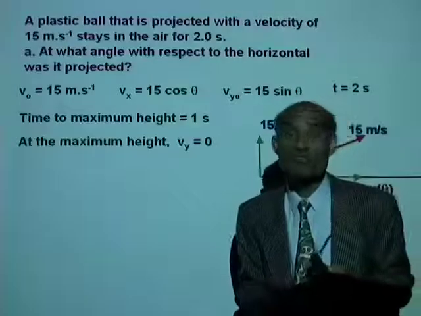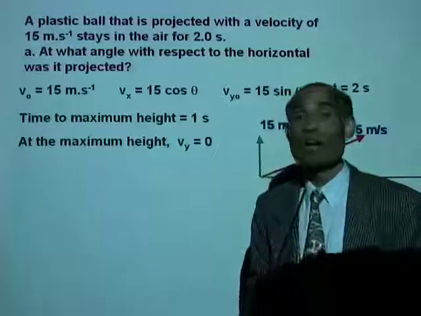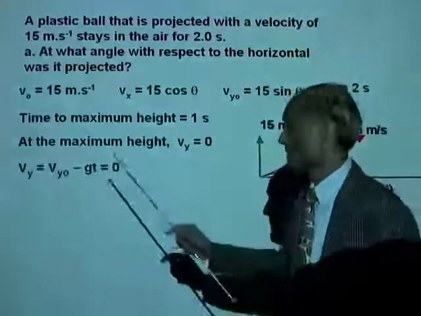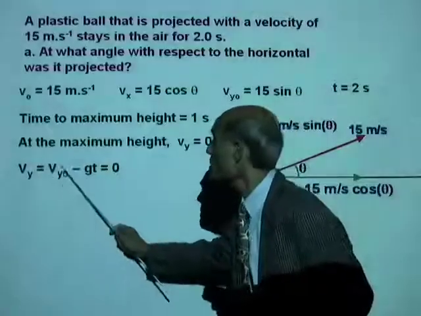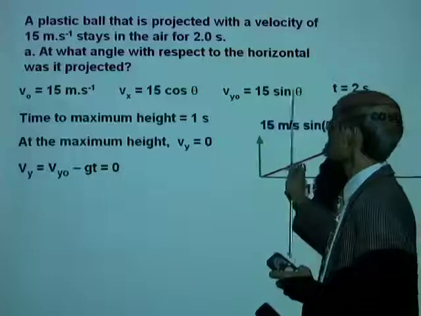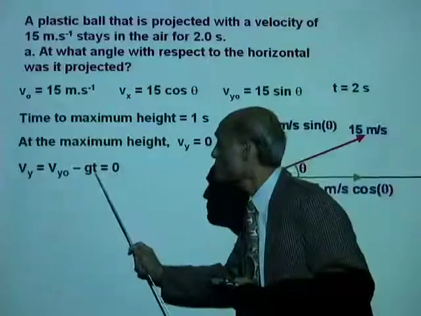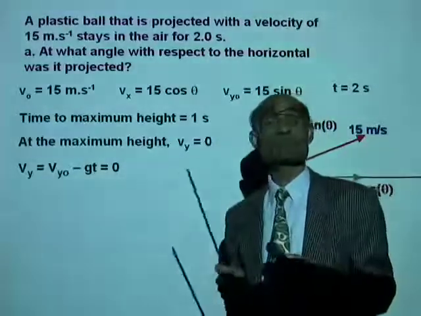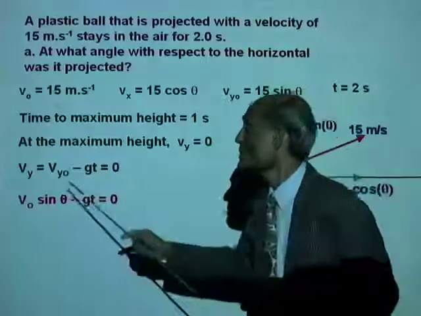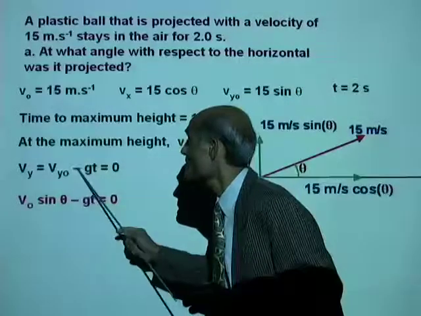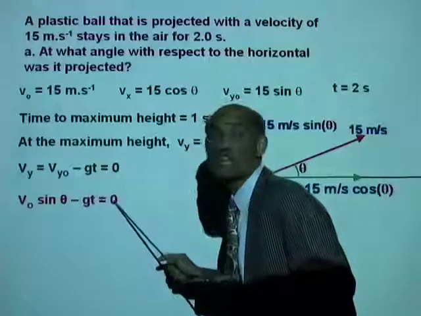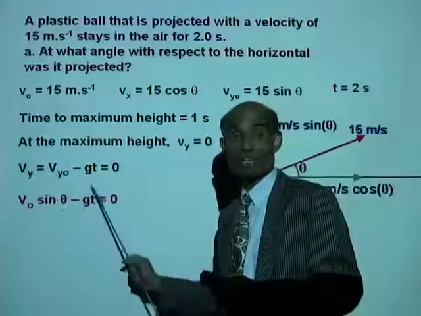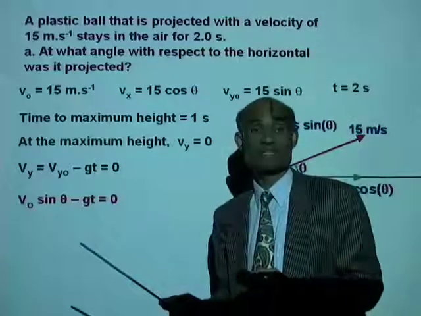We just used that in our previous problem. And what is the equation for Vy? Vy equal to Vy0 minus gt. There you are. And Vy0 is 15 sine theta, and this t equal to 1. 1 second is the time taken to reach the maximum height. So we have V0 sine theta minus gt equal to 0 at the maximum height. The vertical velocity is 0 at the maximum height.